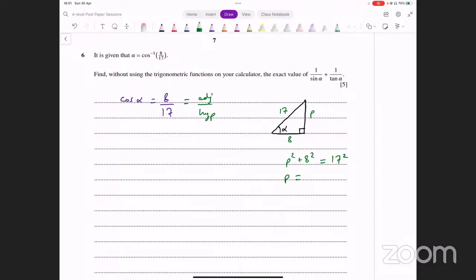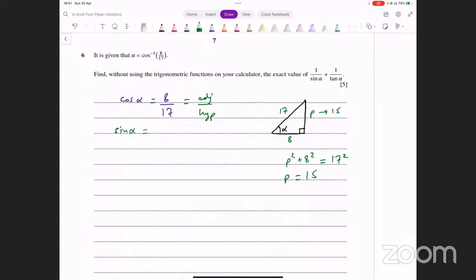Let's figure this out. 17 squared minus 8 squared, and that gives us what, 225. Square root of that is 15. p की वैल्यू हमारे पास 15 आ जाती है, so this is 15. इसका मतलब क्या हुआ? अगर cos alpha 8/17 है, what about sin alpha?